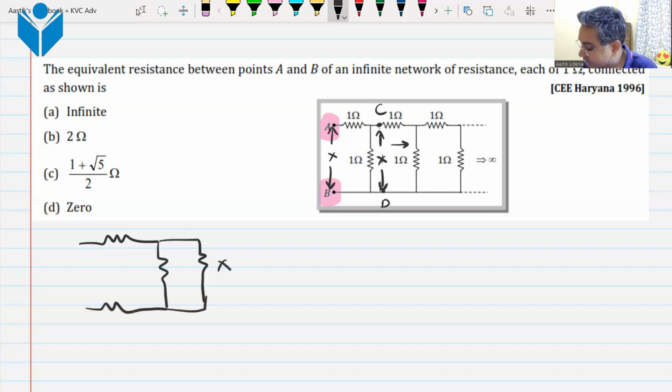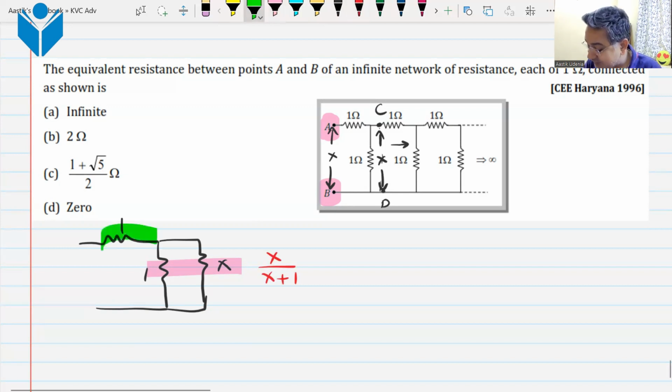This is X. This is 1 ohm. This is 1 ohm. So this X and this 1 ohm are in parallel, yes or no? Yes, sir. So this equivalent resistance becomes x upon x plus 1, yes or no? Yes, sir. Now this x upon x plus 1 comes in series with this 1, yes or no? Yes, sir.